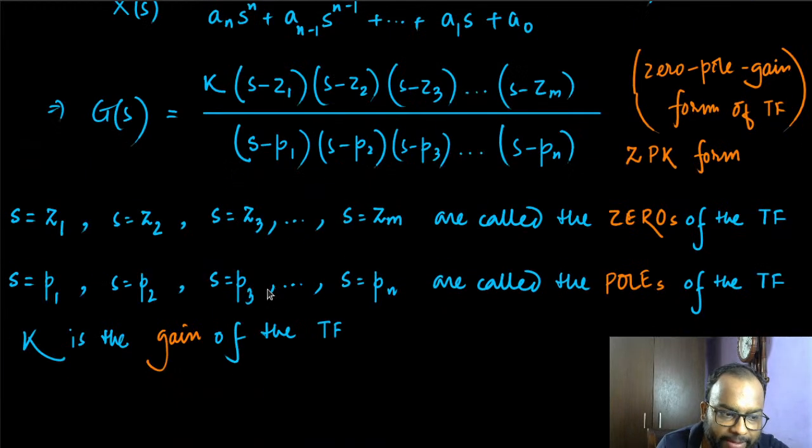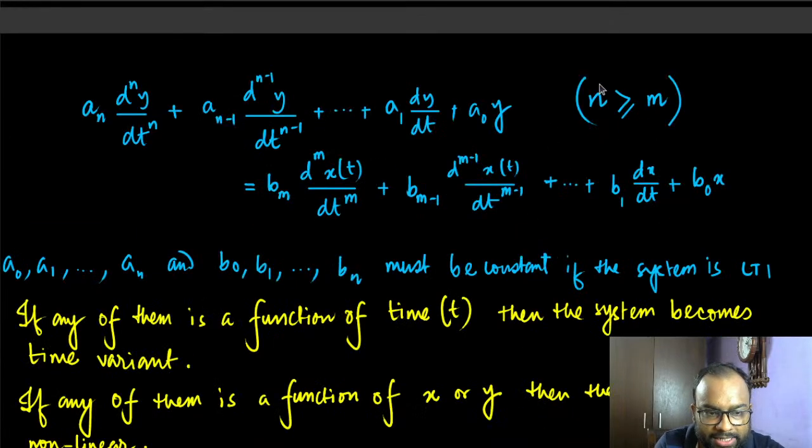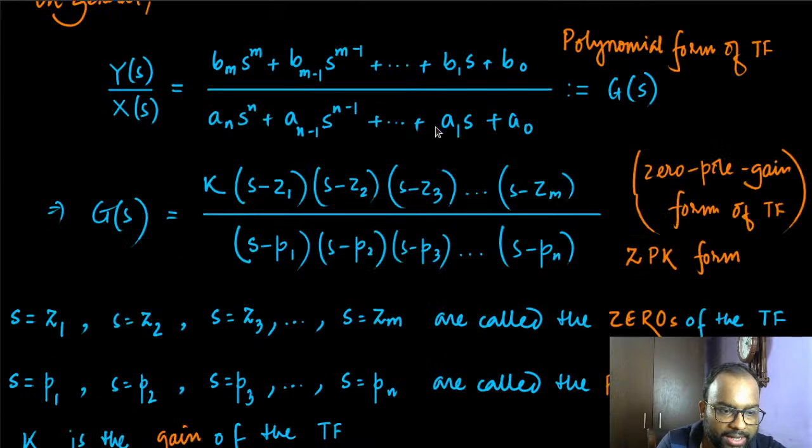But since n is greater than or equal to m, I have at least the same number of poles as zeros, if not more poles than zeros. Often you would encounter situations where the number of poles is larger than the number of zeros. They can at most be equal, but the number of zeros can never be more than the number of poles, at least in our consideration here. These are transfer functions where this condition is satisfied.